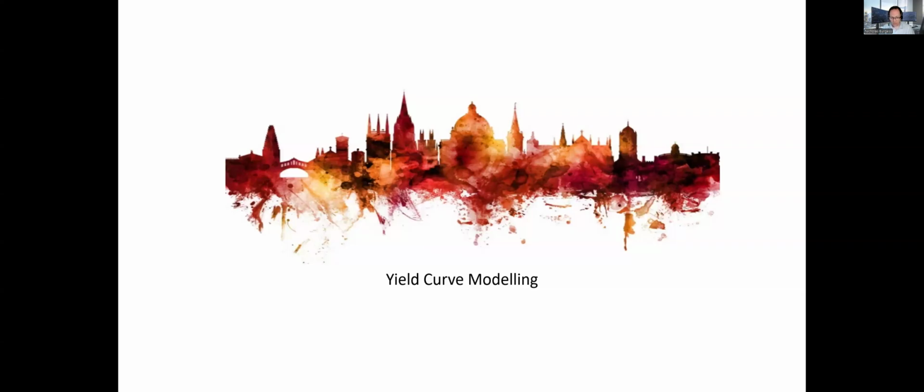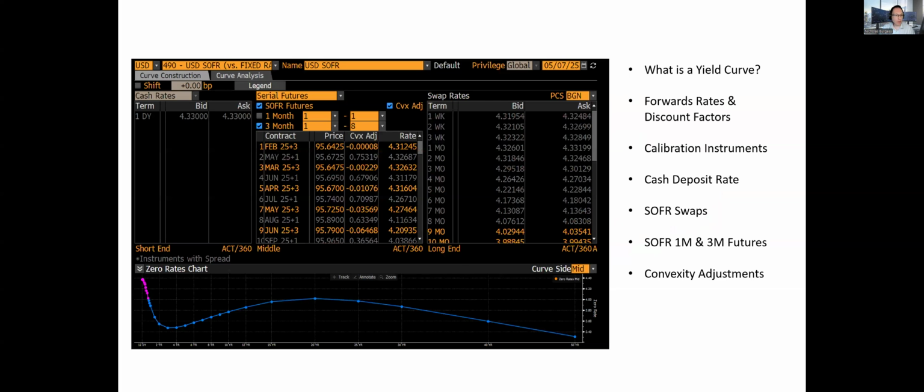There we go. Now, we're going to talk through yield curve modeling and what that is and why it's important. What I'm showing you here is the ICVS screen in Bloomberg. That's the interest rate curve page. So let's talk about what this is and what is a yield curve. This is the yield curve page in Bloomberg. It's for a US dollar SOFR curve, and what exactly is that?